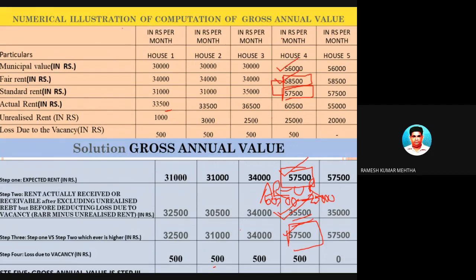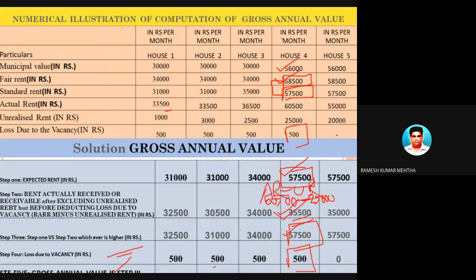Now, next, you have to calculate vacancy rent. So step number 4 is vacancy rent. In the given problem, the vacancy rent is 500 rupees. The loss due to vacancy is 500 rupees. So 57,500 minus 500 will give you the step number 5 answer. That is the gross annual value.